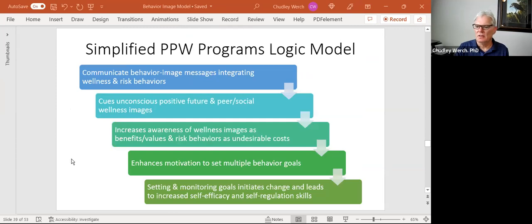Here's a simplified version of the PPW program logic model. Communicate behavior image messages, which integrate healthy behaviors with substance use. That cues an unconscious positive future desired image, wellness image of themselves. This increases awareness of wellness images, benefits and values, and how substance use is undesirable and costs them. And that enhances motivation to set multiple behavior goals, and setting and monitoring goals leads to behavior change, greater self-efficacy, and self-regulation skills over time.